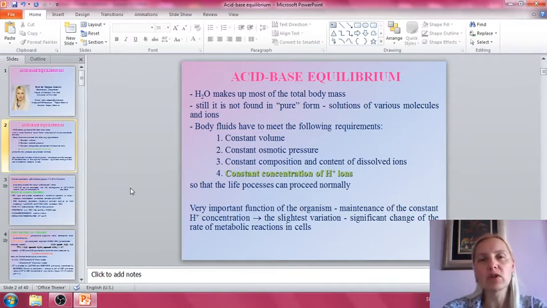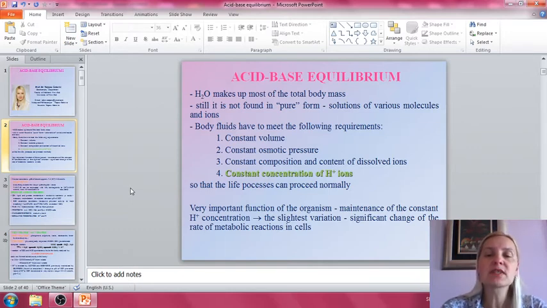So what we all know is that actually water makes up most of the total body mass, and that is the information with which we have started our biochemistry course at the very beginning of the semester. But still what we know is that water, of course, is not found in its pure form, but rather in the form of a solution of various molecules and ions.